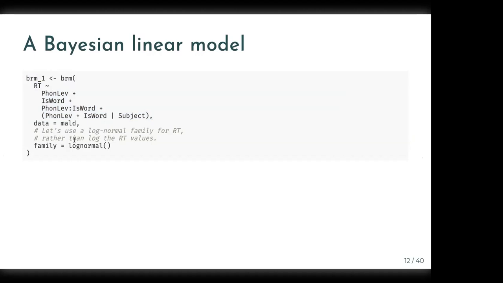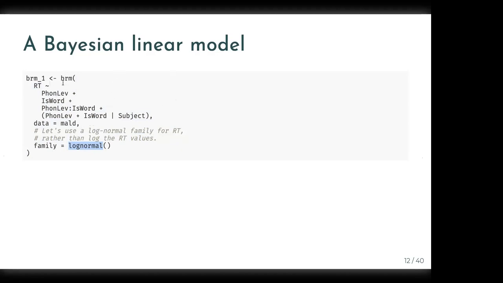And the only other difference, which is not related to this model being Bayesian, is that instead of logging the outcome, the response, reaction times, I'm specifying the log normal family for reaction times. It's just the same thing. BRM tends to be much more flexible than lmer, so you can actually tell the model that reaction times are distributed according to a log normal distribution rather than a normal distribution. But for the purposes of understanding how a Bayesian linear model works, this doesn't really matter for the time being.